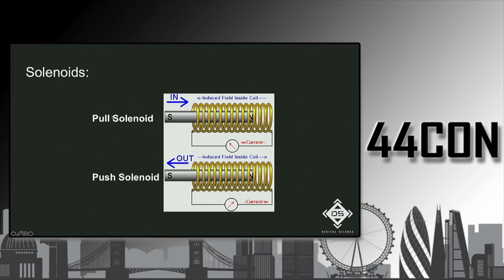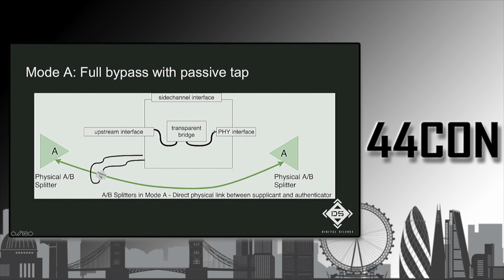And we can control the solenoids with an Arduino. So the final design of a Rogue device is actually going to look like this. It's what we saw before, except now we have a physical A/B splitter on each side, so two of them. The one on the left here is placed between the switch and our upstream interface. The one on the right here is placed between the PHY interface and the supplicant.